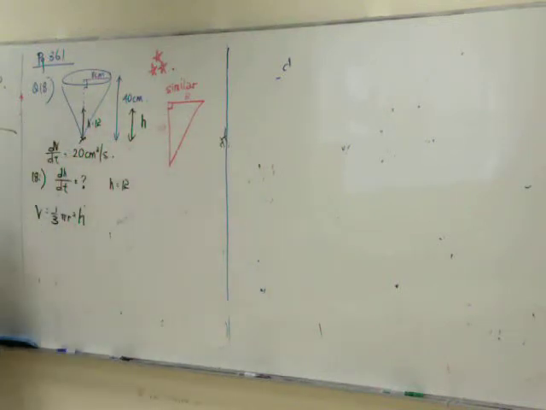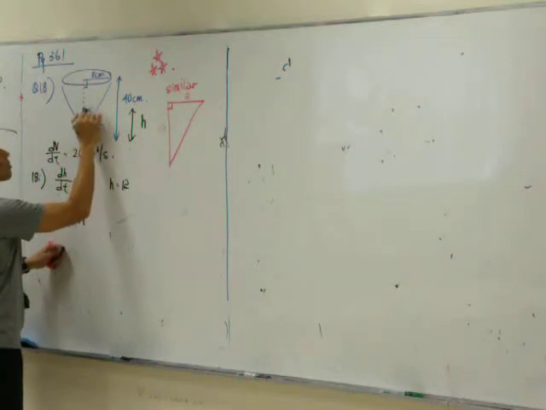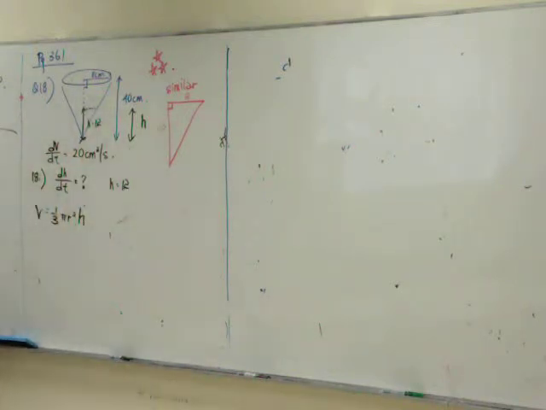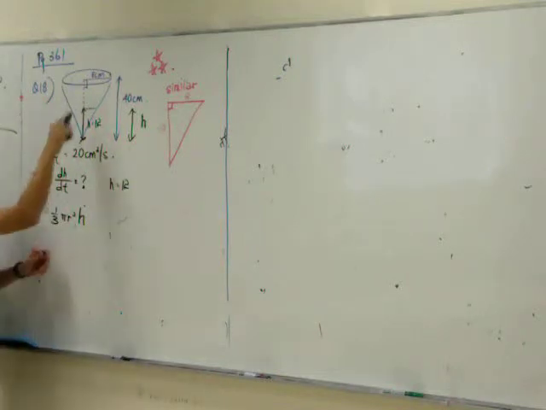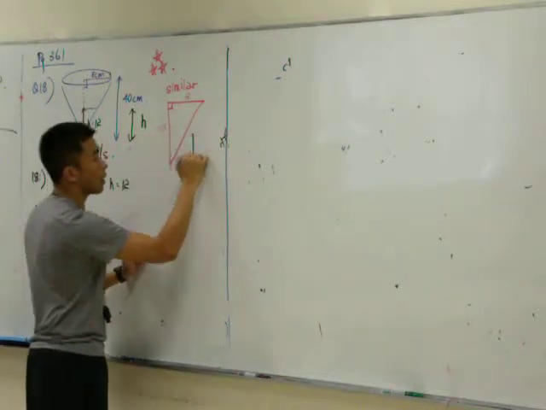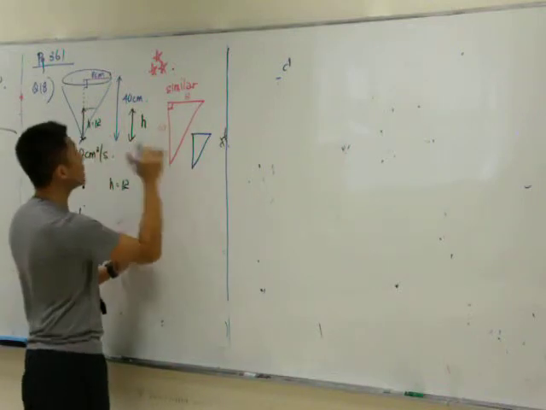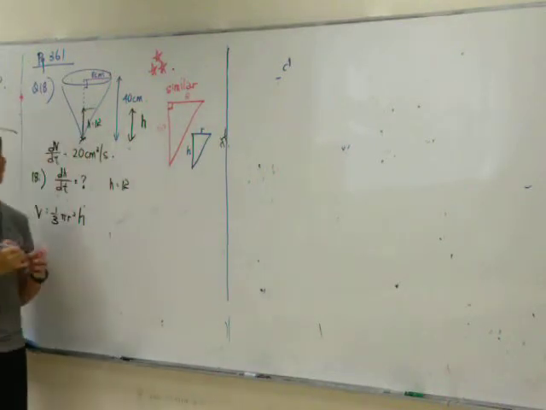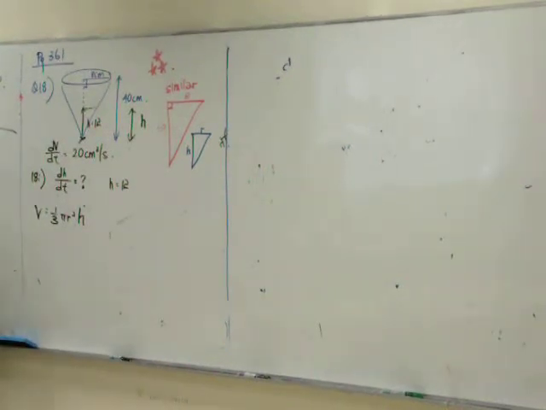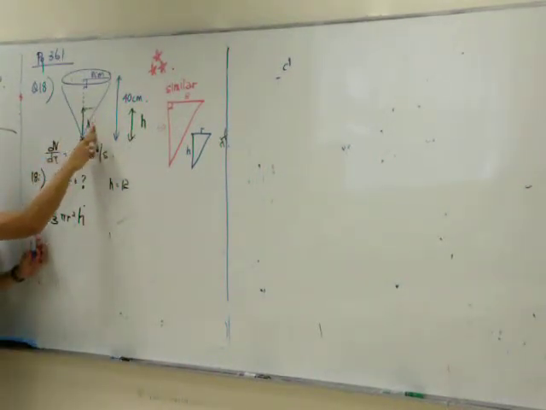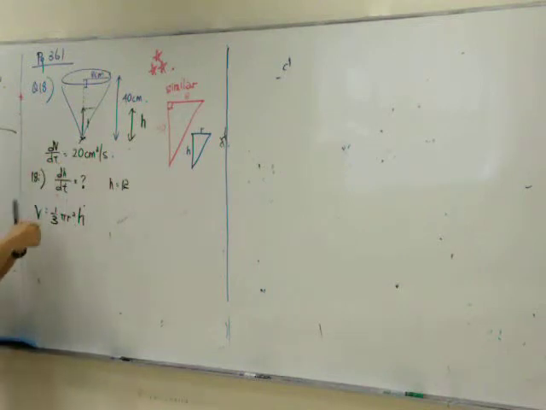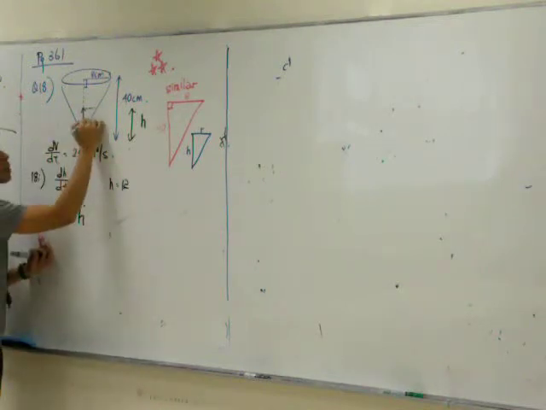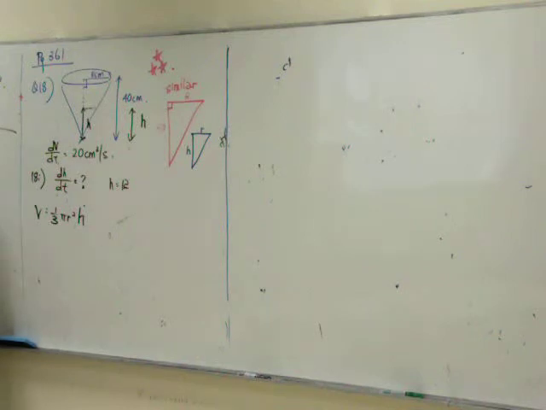Agree? Let me draw the smaller one. If this is h, this must be r. Am I right? If the height is h, it must correspond with the radius as well. Agree? Not correspond with 12. The 12 is when h is equal to 12. All agree? Who cannot see this part?